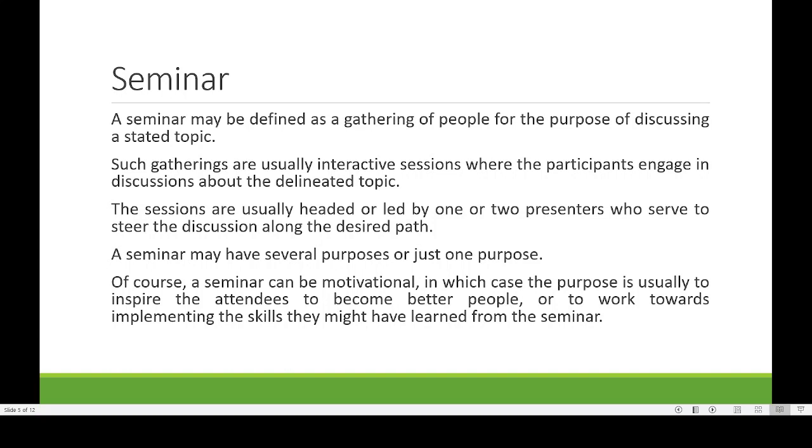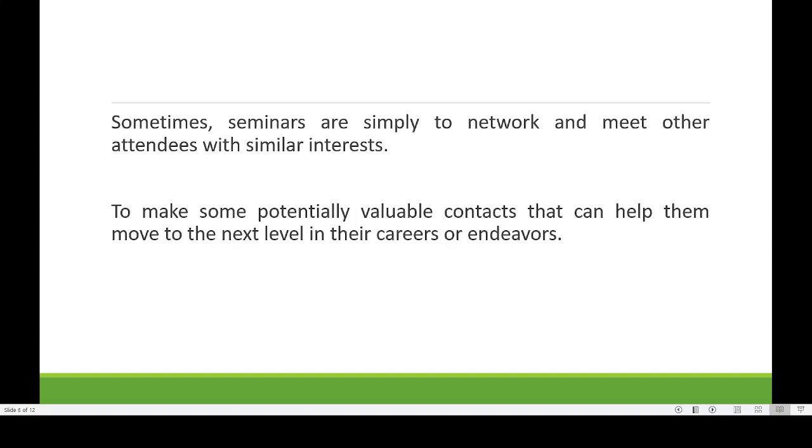For example, if in a factory, office, or an IT park some new software has been implemented, there will be a seminar on the new skills you need to learn while working with that software. That kind of seminar is a skill-enriching seminar. Then sometimes seminars are simply to network and meet other attendees with similar interests. That is a major function of any seminar.